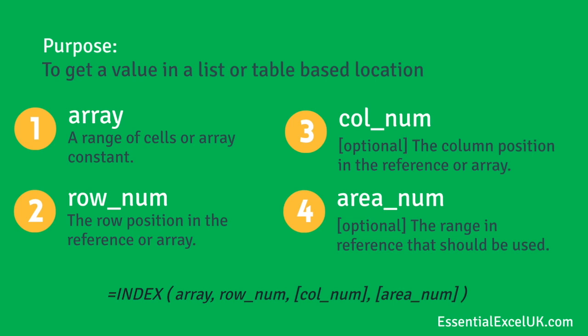Basically, the main focus parts of this are that the first part is the array or range in which you want to look. The second part is the row, or position within that range, that you want to extract. And then we have the third part, where we can say what column in that range we want to pull. Area number, we're not going to look too much at this.